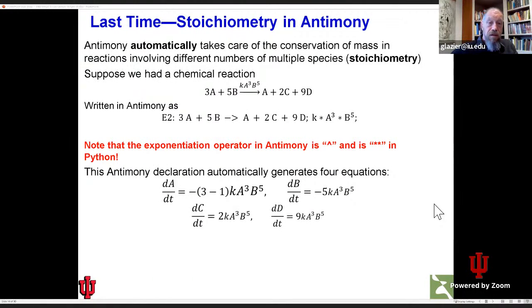As I mentioned, if we have real chemistry going on, 3 molecules of A and 5 of B combined to make 1 of A, 2 of C, and 9 of D, keeping track of all of that by hand is a pain. Antimony will handle it automatically and make sure that it subtracts the right number of each species and adds it back in the right way. We have to remember that the exponentiation operator in antimony is the caret rather than 2 stars. That's another easy mistake to make.